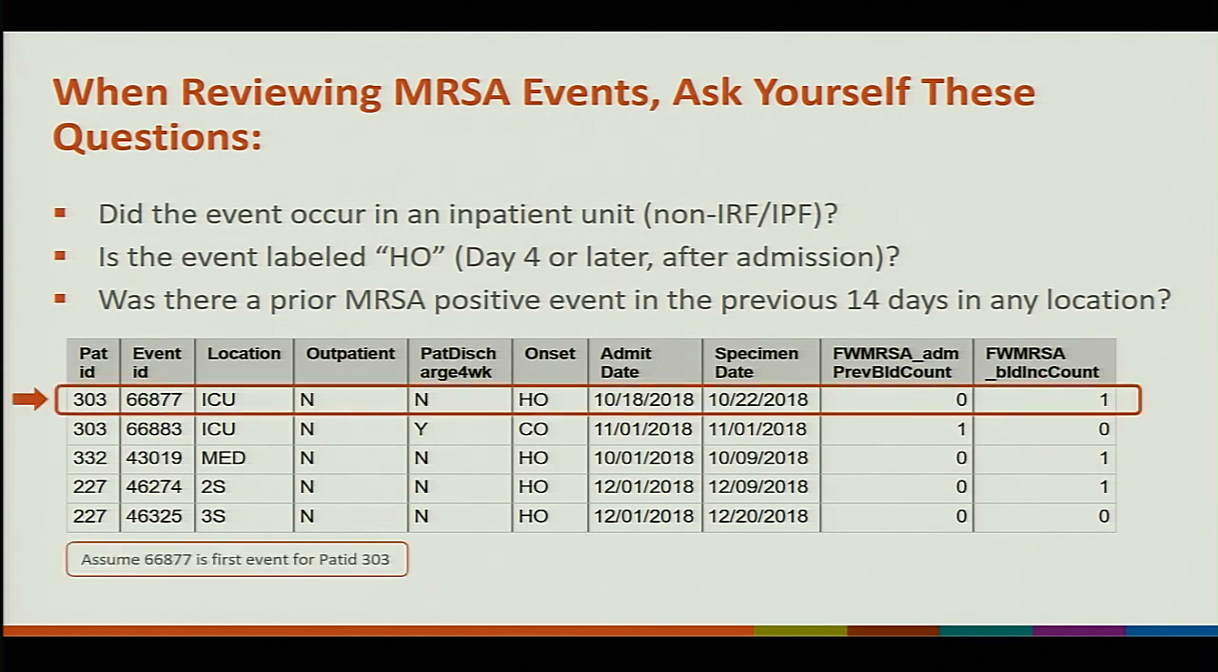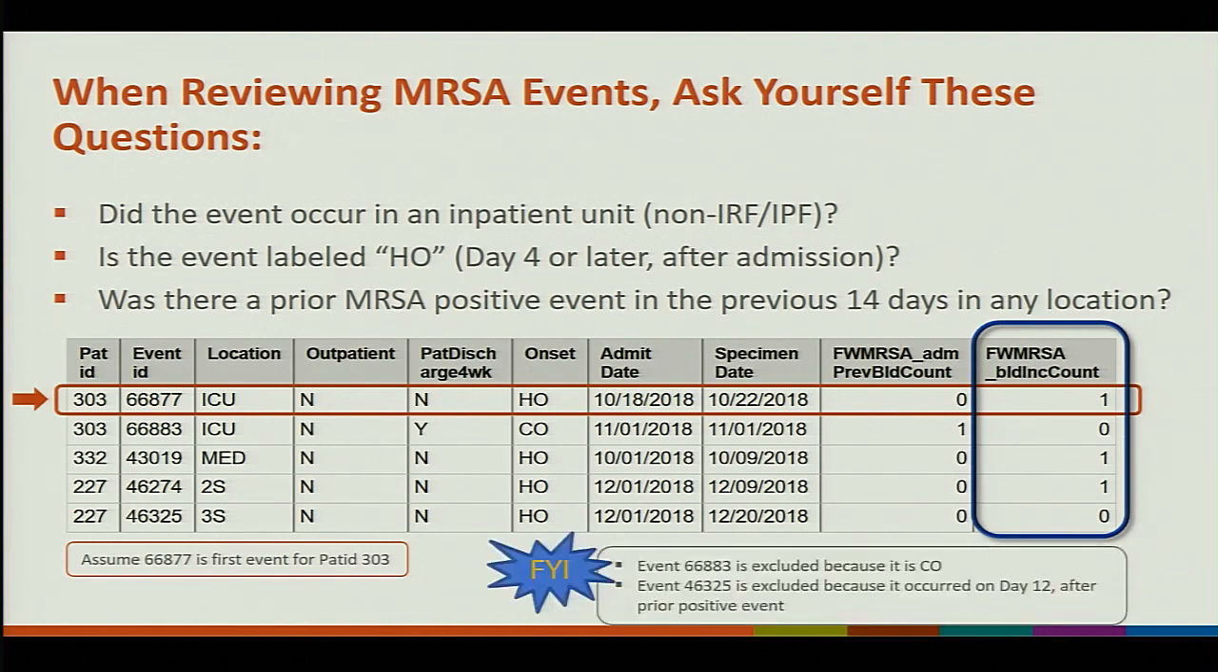So let's take the first event and go through these questions. So you can see that this event did occur in an inpatient location. The event is labeled HO, and if we assume that this particular event for this patient, or patient 303, is their first event, then we can say that there were no prior MRSA positive events in the previous 14 days in any location. So you can see for that particular event, the MRSA indicator variable has a value of 1, so this particular event is included in the SIR numerator. And if you are curious, I provided an explanation as to why the events where the indicator is 0 are not included in the SIR numerator.